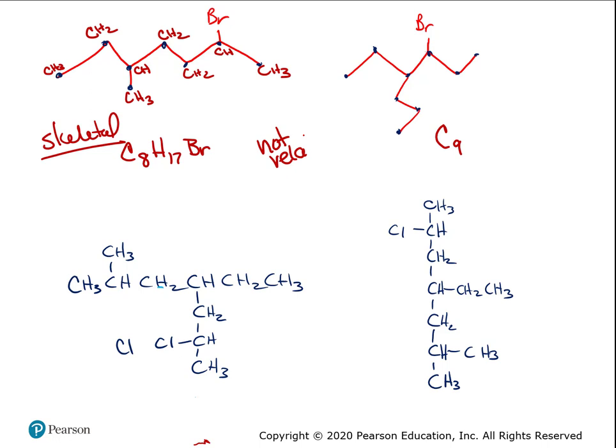Not related. Okay? So one has 8 carbons, one has 9 carbons. There's no way that they're isomers. If they don't have the exact same formula, you will just say that they're not related and move on.